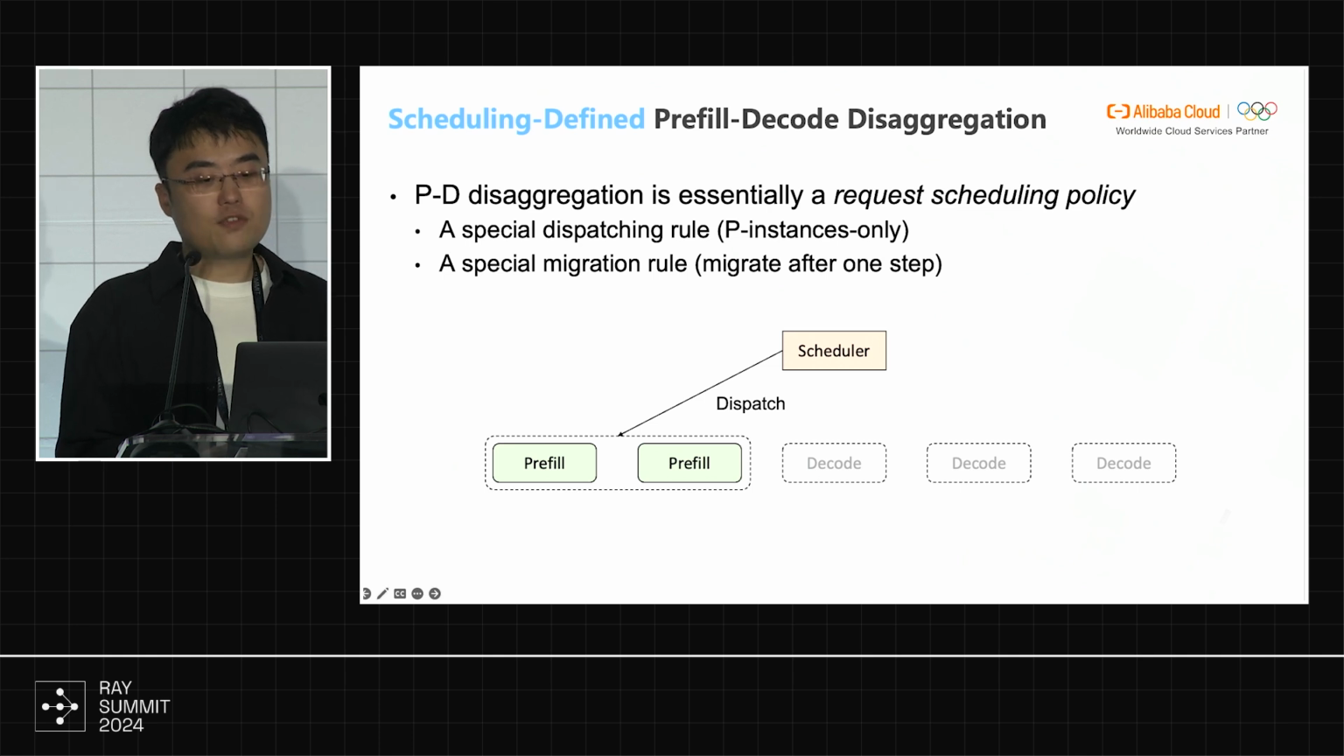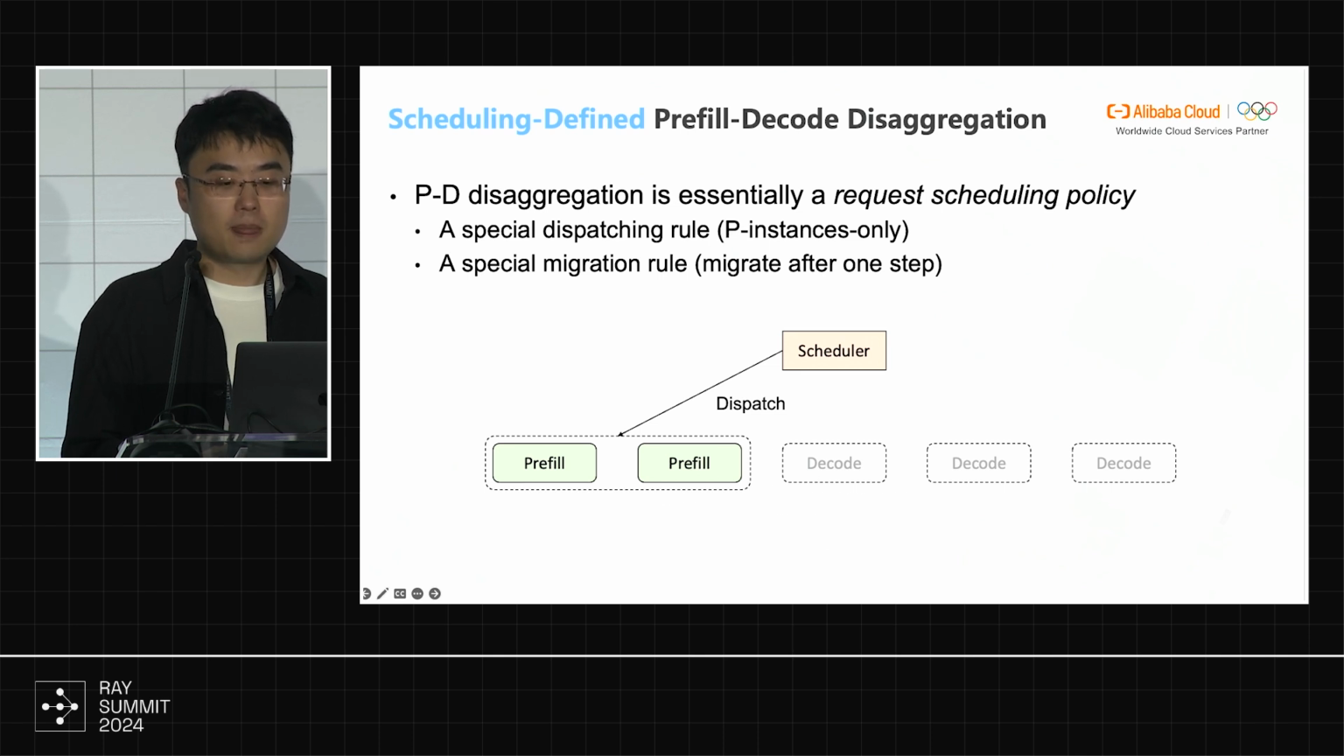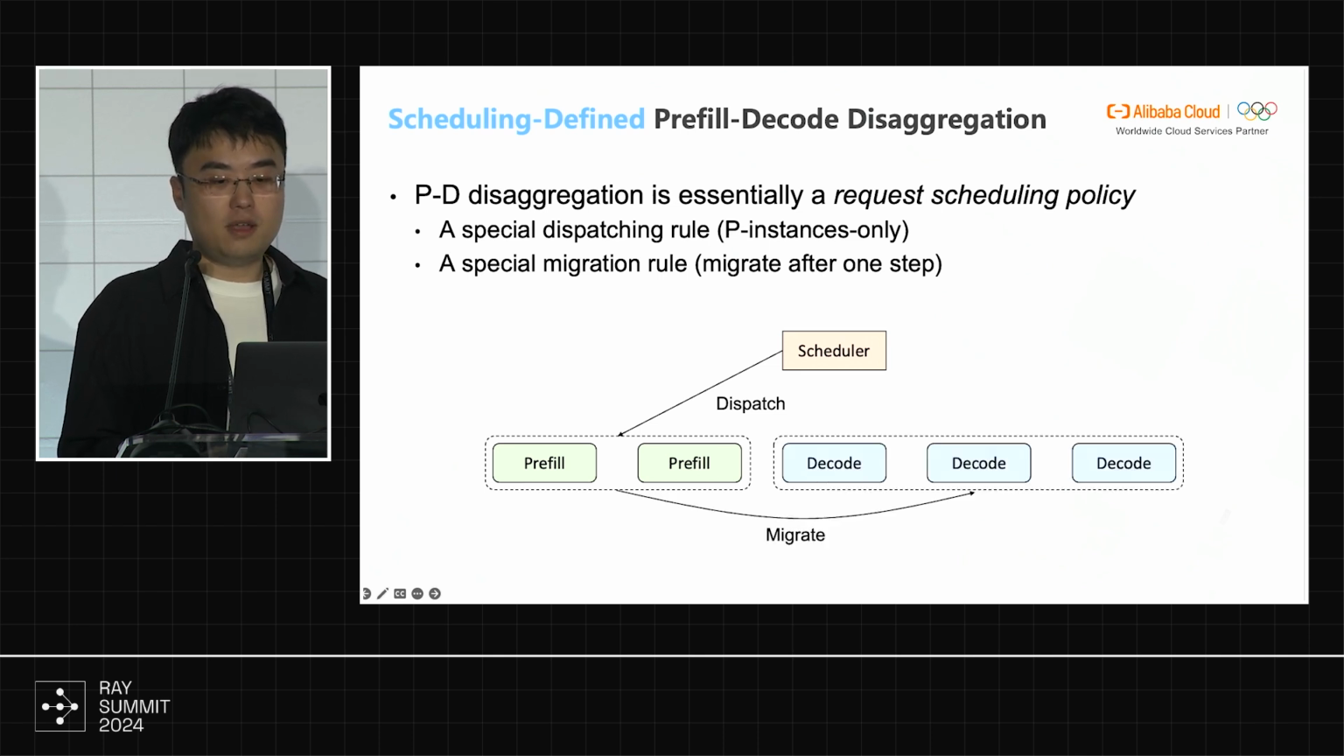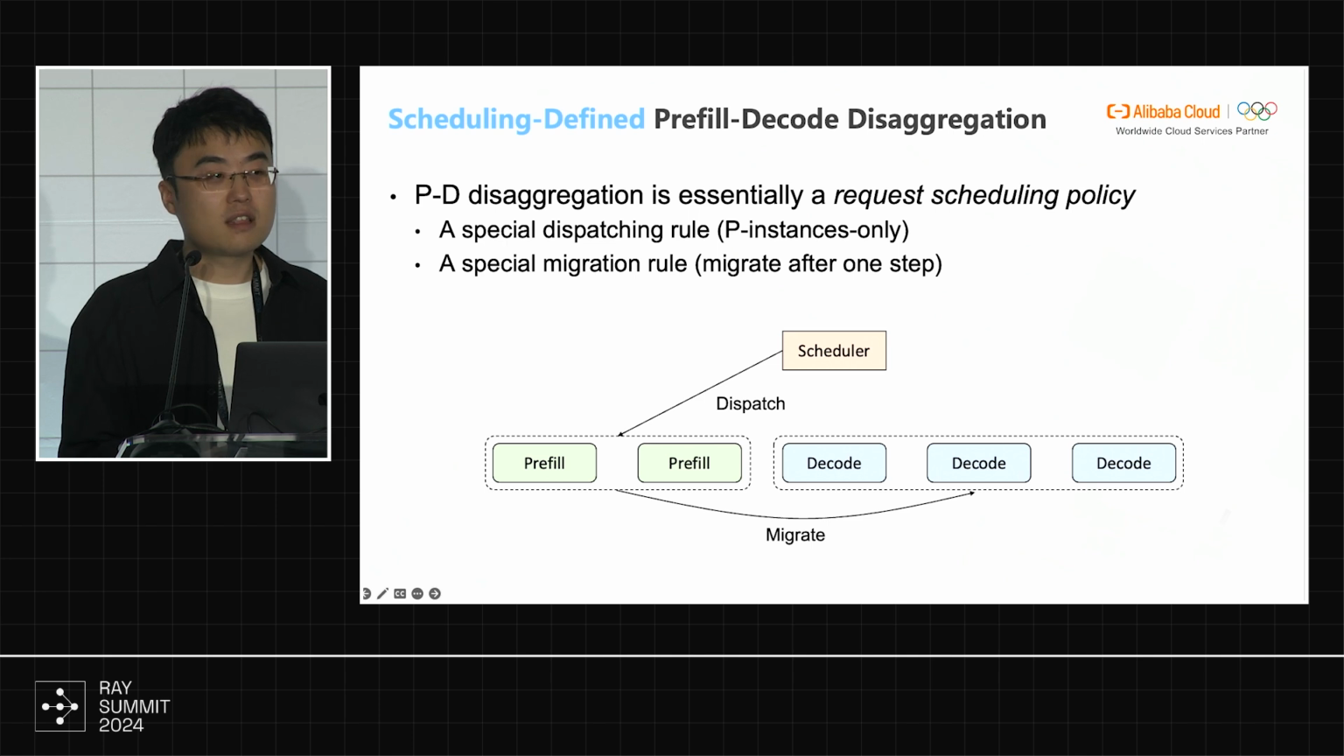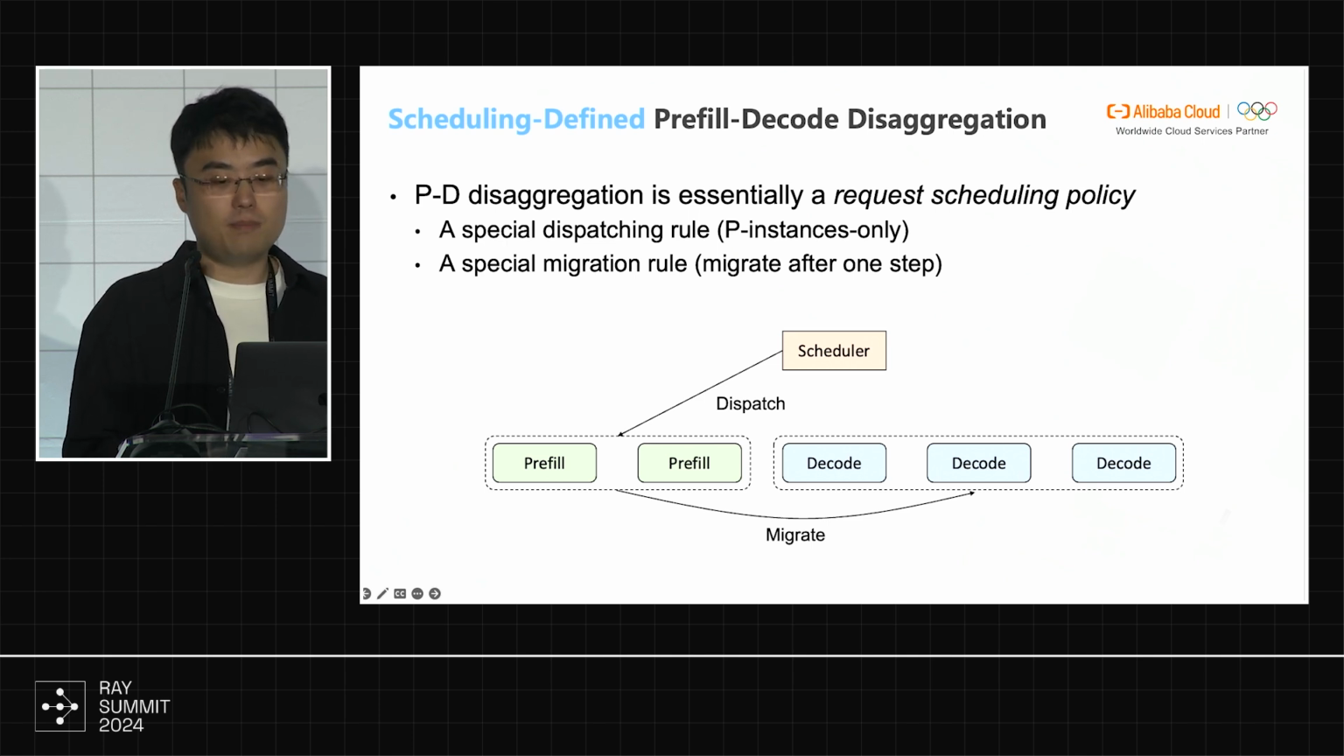A request first needs to be dispatched to a subset of instances, namely the so-called prefill instances. And then it needs to be migrated to another set of instances, namely the D instances, after one step of execution. That's it. So in Llumnix, we implement the PD disaggregation policy simply using a special dispatching rule and a special migration rule. And we call it the scheduling-defined PD disaggregation.